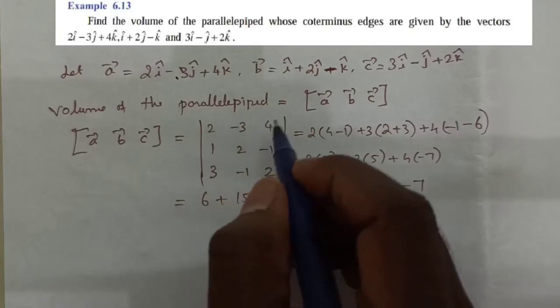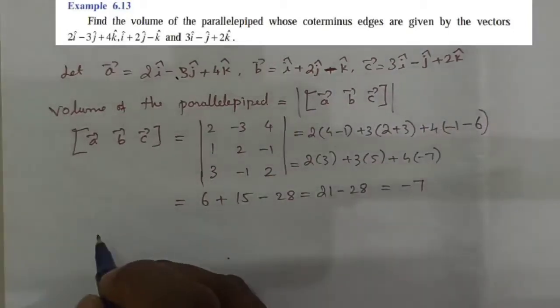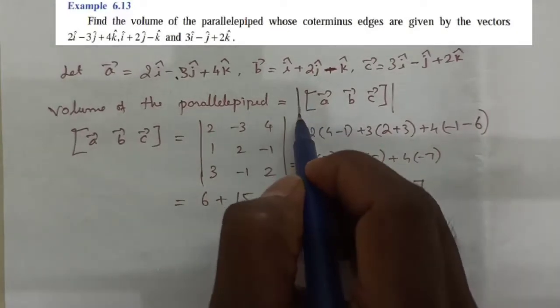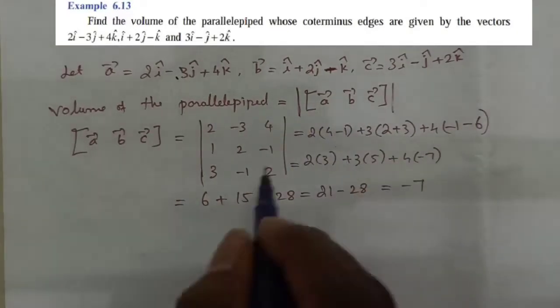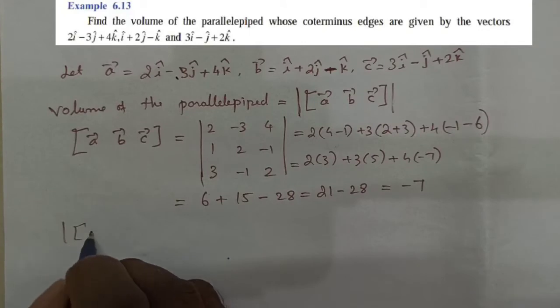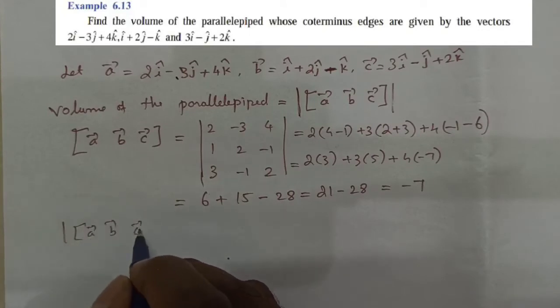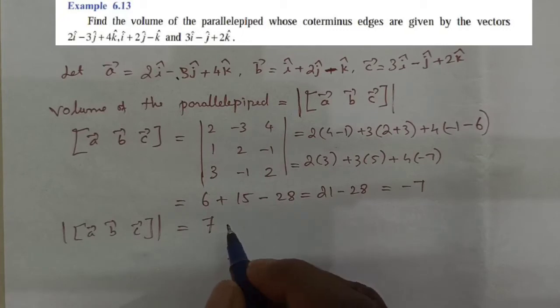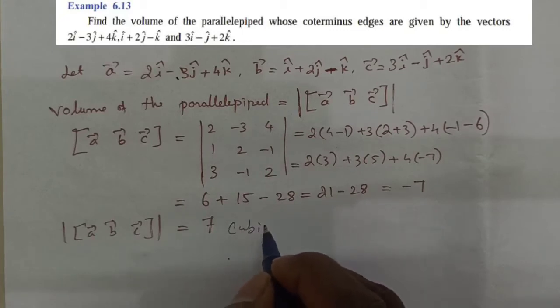Okay, so we have to take the modulus, so the volume value is always positive. Then we can say that the modulus of the box product of a vector, b vector, c vector is nothing but 7. The unit is cubic units.